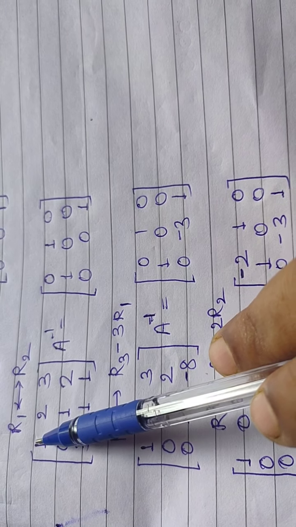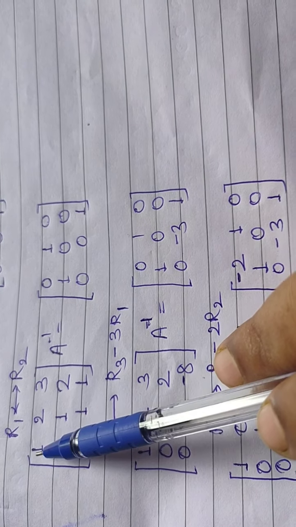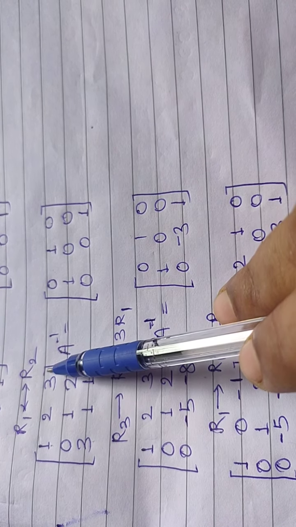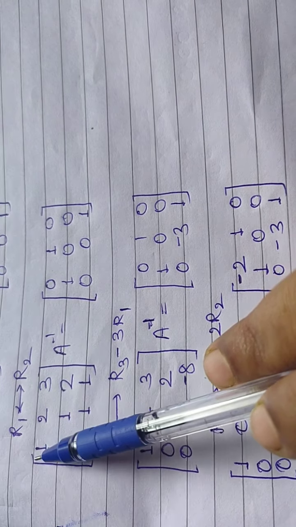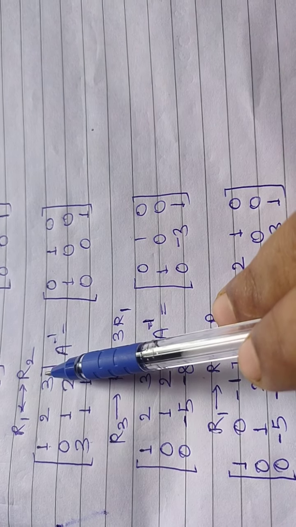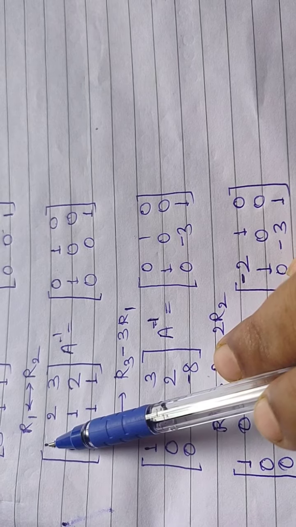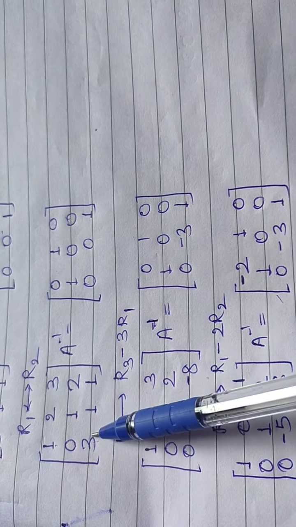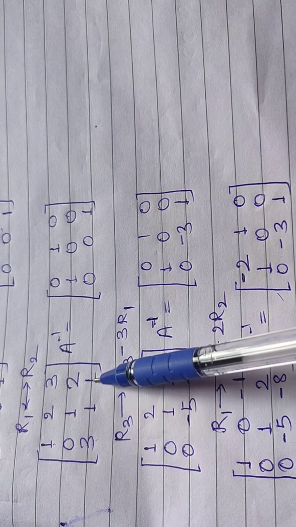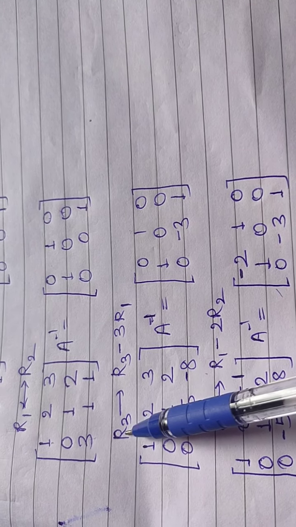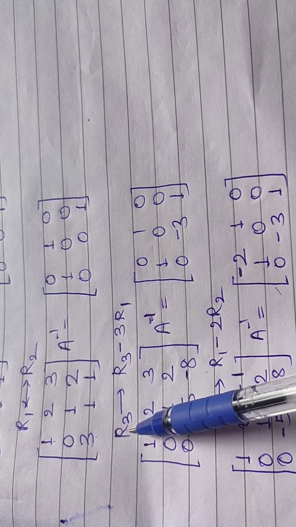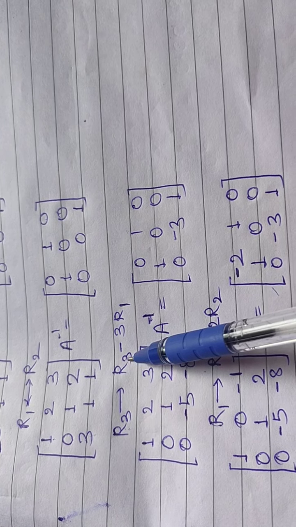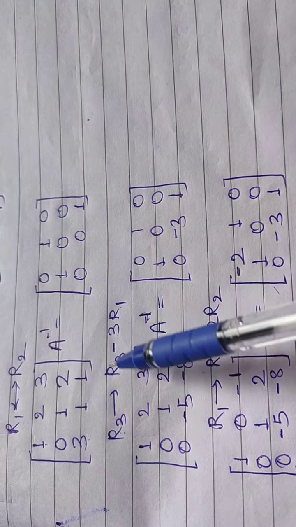Using this 1 we have to make this place 0. So we will multiply this row by 3, then it will become 3 here, and then subtract from the third row. Now we are changing the elements of the third row, so I will write the third row R3. R3 changes to R3 minus 3R1.